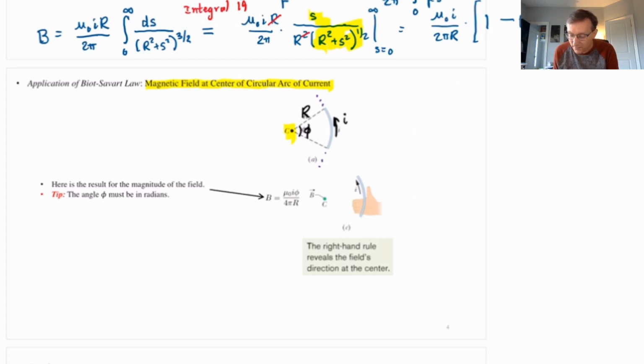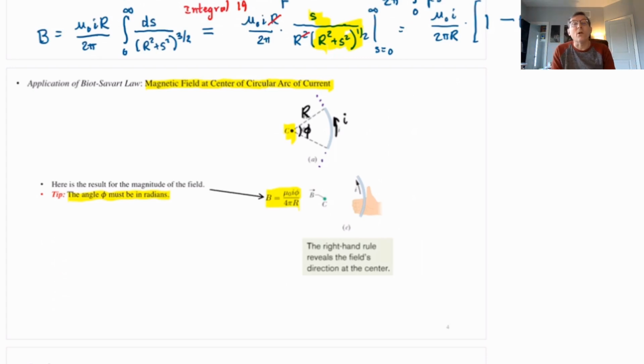First the magnitude of the net magnetic field, B, at that center of curvature, point C, for that whole arc. It is mu0 times I times that angle phi formed by the arc over 4 pi big R. Warning with using that result: the angle phi must be in the dimensionless SI unit of angle, which is the radian, not degrees.